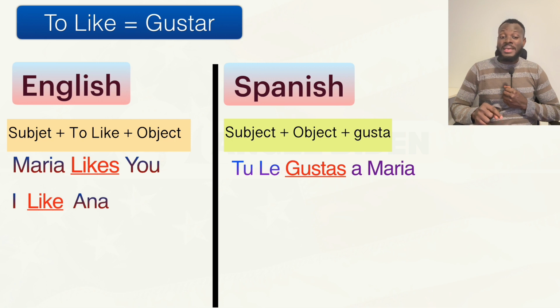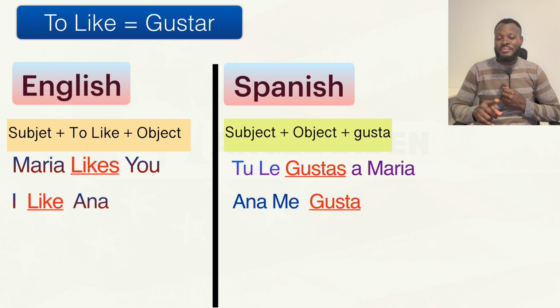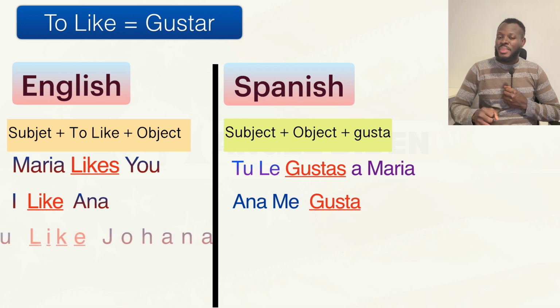Good job so far. I like Ana. Ana me gusta. I was subject in English and it's going to be object in Spanish. That's why I become me. But Ana is still going to be Ana because it is a noun. You don't want to touch that. Okay? Leave it like that. Ana me gusta. Now let's continue.